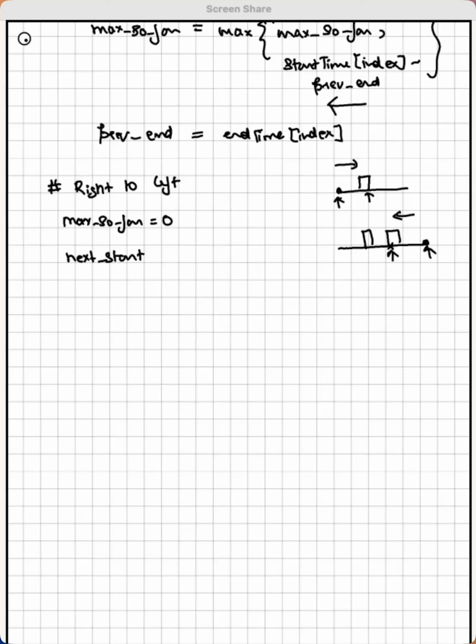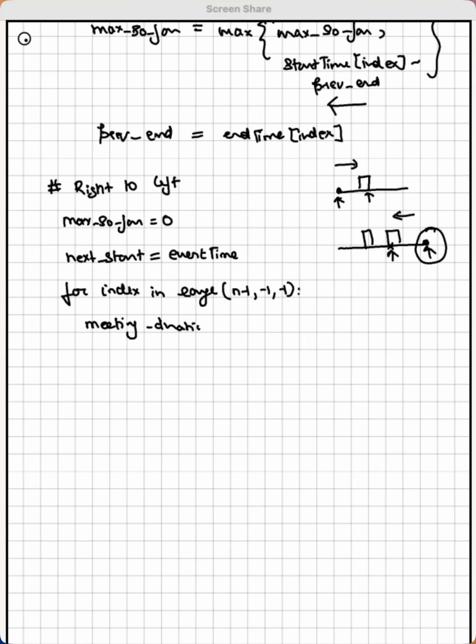Next start by default is going to be this value, which is our event time. So restore is similar. We say for index in range, but going in reverse order, n minus 1 down to minus 1. And here we say our meeting duration is equal to end time of index minus start time of index.